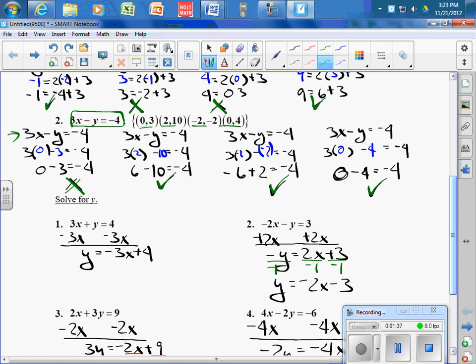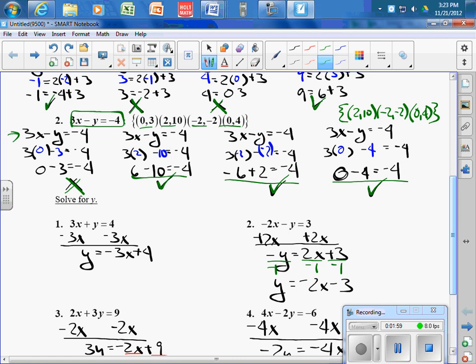They do work out. In the second one, 6 minus 10 is equal to -4. -6 plus 2 is equal to -4. 0 minus 4 is equal to -4. Those 3 work. So your answers here would be those 3 points, 2, 10, -2, -2, and then 0, 4.